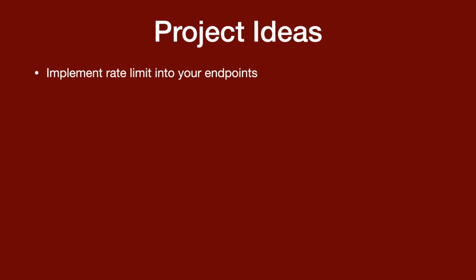Alright, so project ideas for this section. The API that you designed in the last step, go ahead and implement some rate limit on different endpoints within this API.